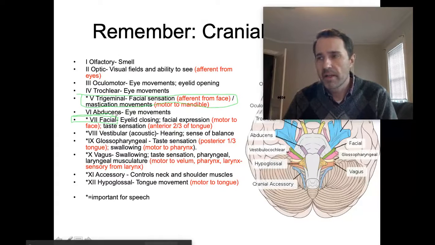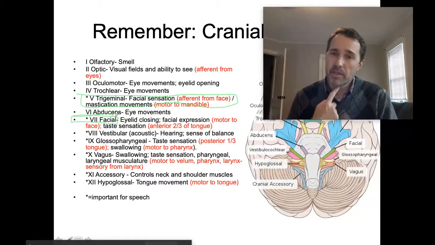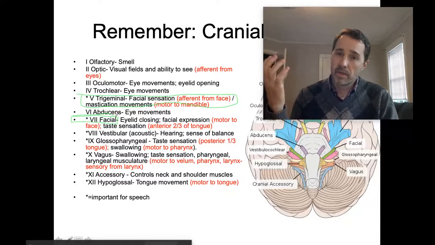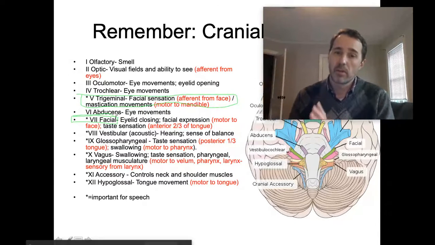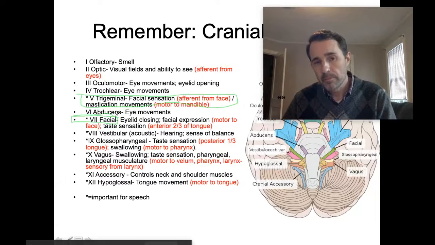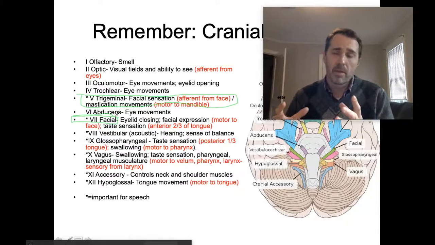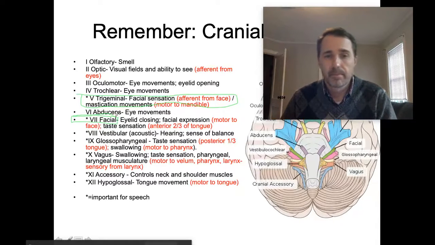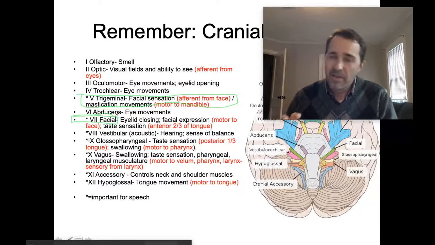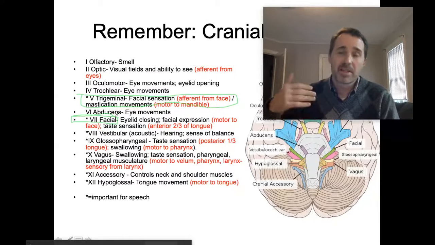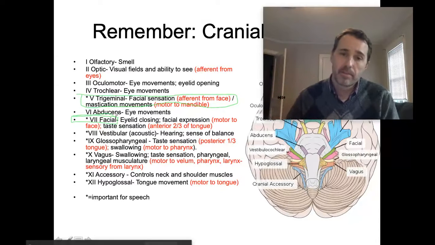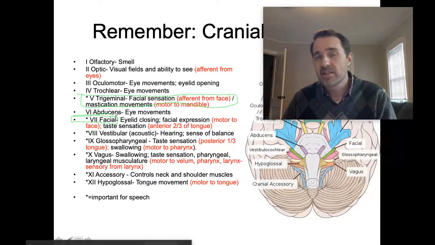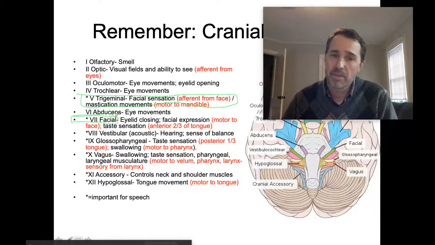The vagus innervates the cricothyroid muscle, which is responsible for tensing the vocal folds. The vagus innervates all the muscles also of adduction and abduction, so all the intrinsic muscles of the larynx. And the vagus is also responsible for transmitting sensation from the larynx. So the vagus is a cranial nerve that, as speech therapists, we worry about a lot and we think about a lot.